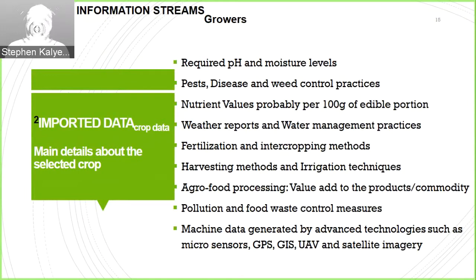Before one grows a certain crop, he has to know what kind of nutrients are in this crop. The weather reports and water management practices, the best fertilization methods, food processing practices, how you can reduce pollution, the food waste control measures. All this information has to be got from outside, not from the farm.